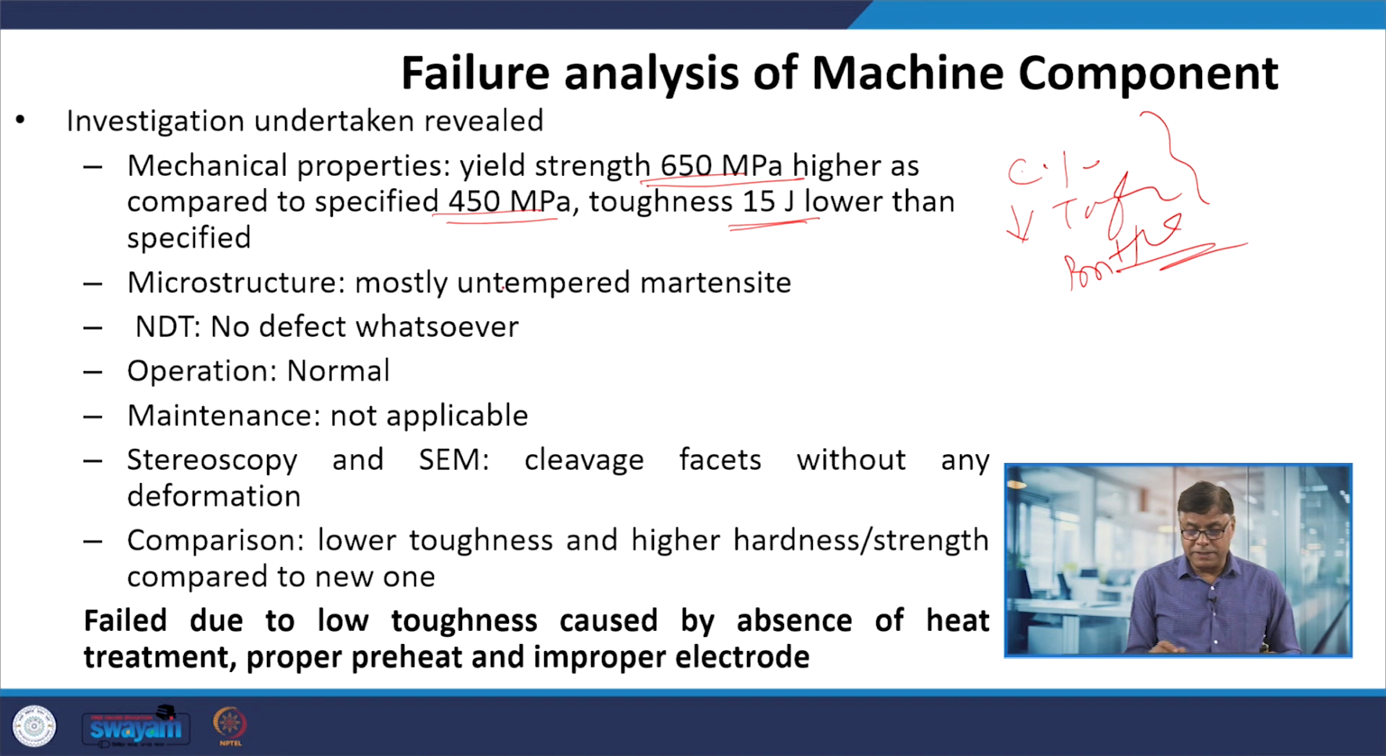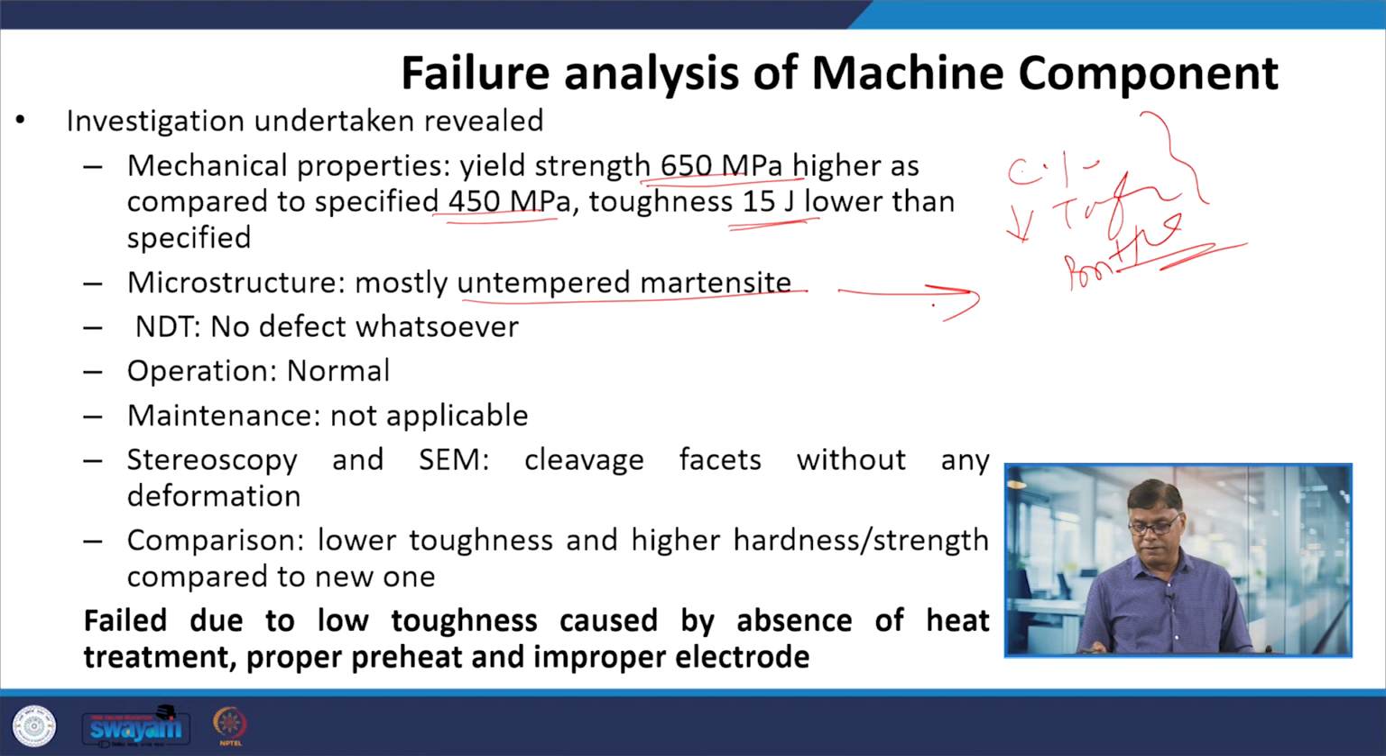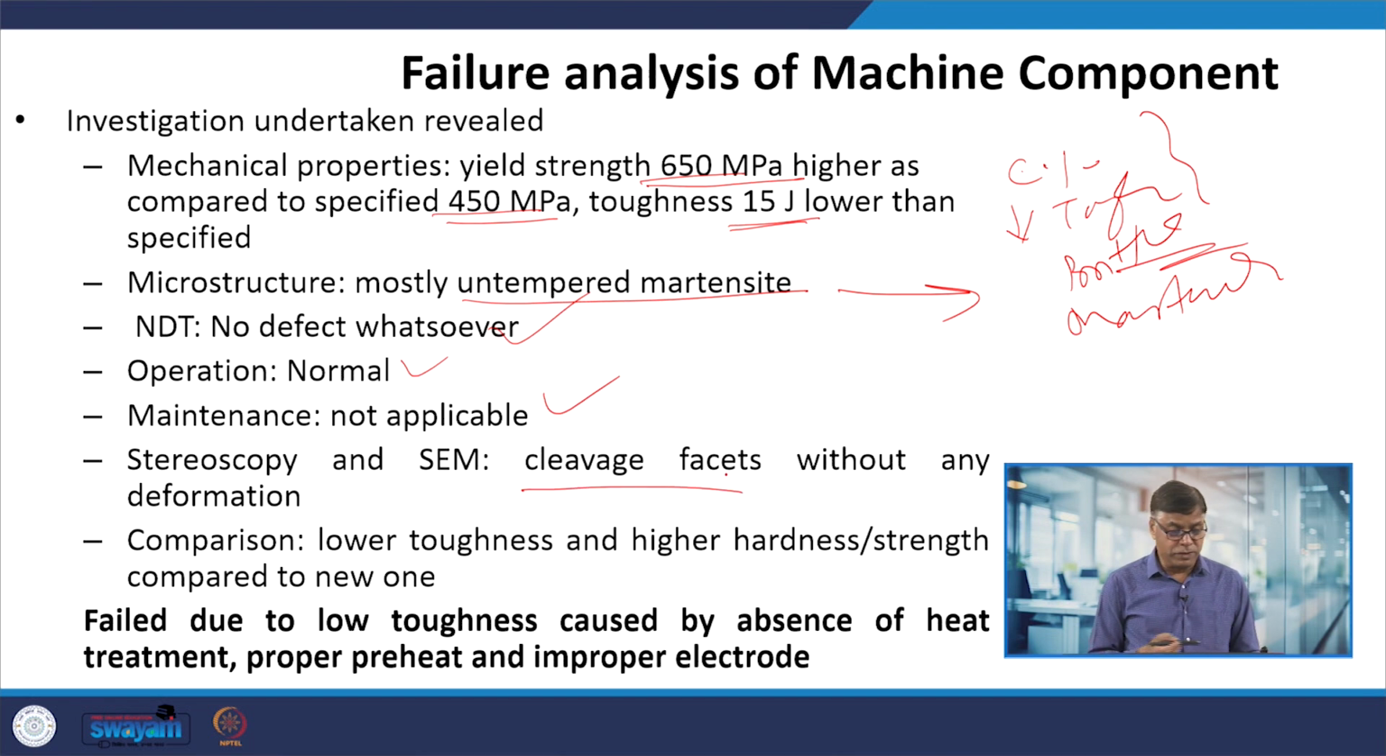Additionally, when the structure study was carried out, it showed untempered martensite. This is the typical behavior of the steel weld metal, that it shows martensite only. No defect was found whatsoever, operation was normal, no maintenance requirement. The fracture surface, when studied under SEM, showed cleavage facets without any plastic deformation. When the weld joint was compared with the other one which did not fail, or the new one, lower toughness, higher hardness and strength were observed, and also the carbon content was found high.